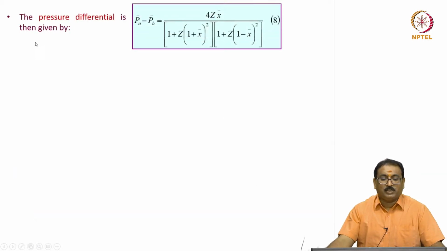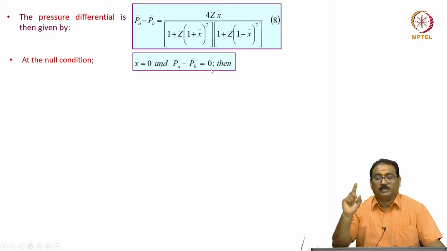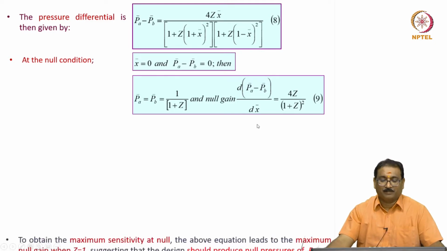The pressure differential is then given by PA bar minus PB bar. This is an equation. At the null condition, meaning x bar is 0, PA bar minus PB bar is 0, then the spool will not move, that is what I am telling you. Then PA bar equals PB bar, in the null position this is 1 divided by 1 plus Z, and the null gain is obtained by differentiating PA bar minus PB bar with respect to x bar. We will get 4Z divided by 1 plus Z whole square.